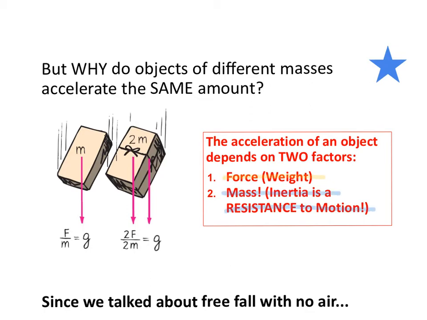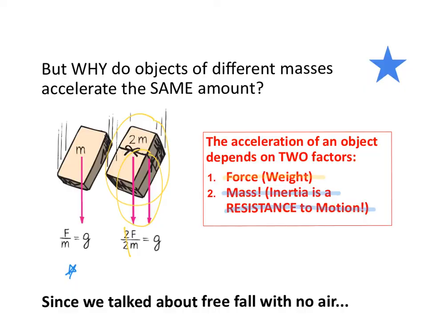So the inertia plays into it, because if we look at this example here, if I have one mass, I'm going to have an equal force to that. That gives me F over m is equal to gravity. But in this case, if I am going to increase my mass by 2, my force is also increased by 2. So ultimately my 2's cancel out, so I'm still left with that same relationship of F over m equals g.